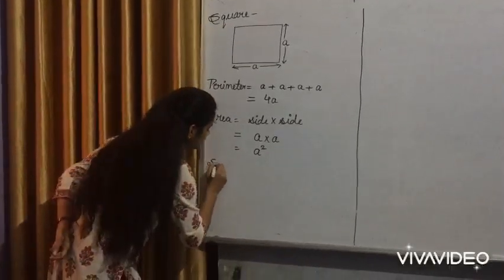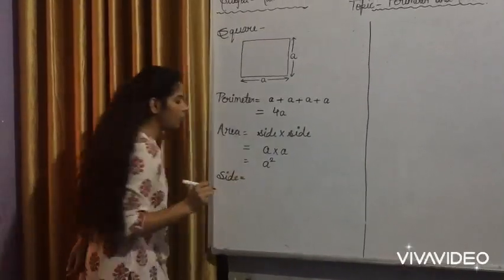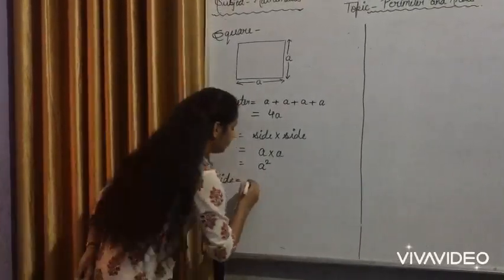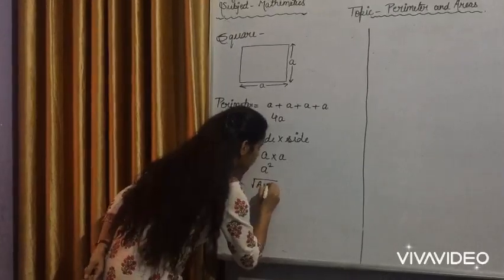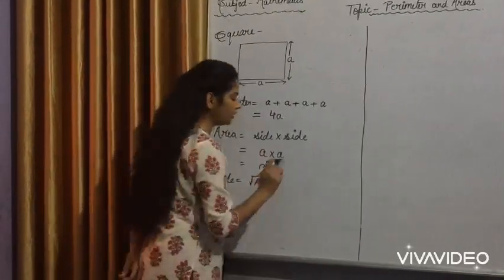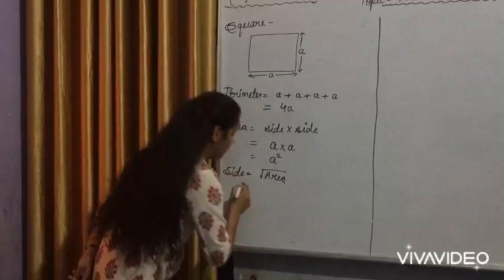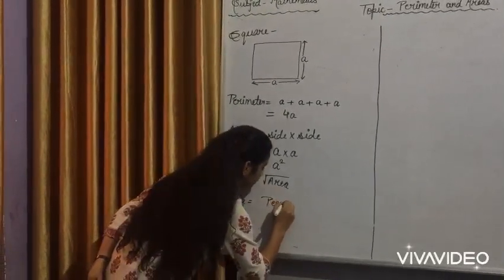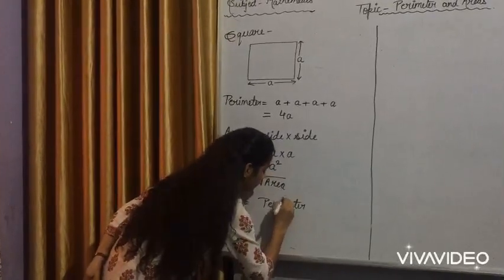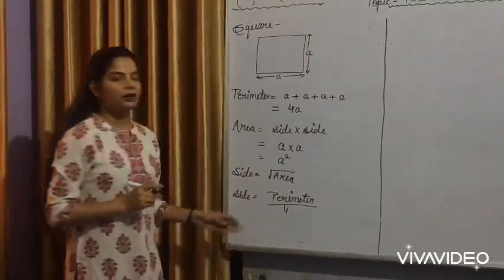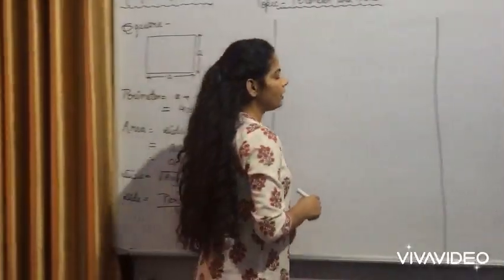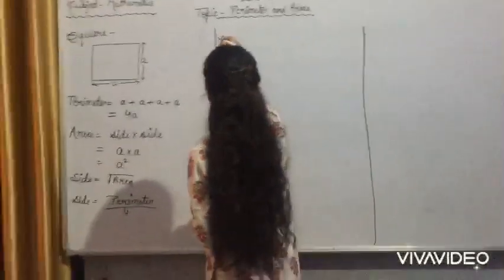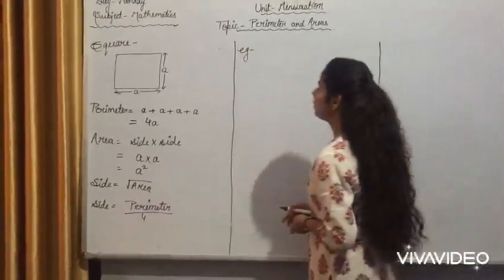Now how do you take out the side if area is given? Side of a square can be taken out by taking under root of area. What's under root? That we will discuss. Or you can also find out side by perimeter divided by 4. To understand it better, let's take a few examples. We'll be taking elementary examples, that is very easy examples for now.